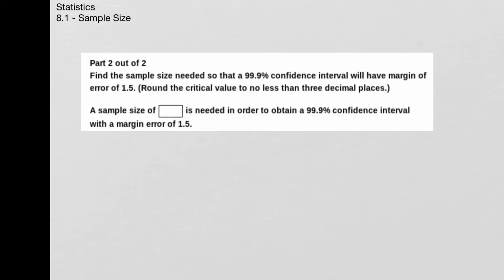In this problem, we need to find the sample size for a particular confidence interval and margin of error. Now, we need one more piece of information here. We need the population standard deviation. So this is part 2 of the problem, and so I need to look at part 1 to get that. So let's take a look.